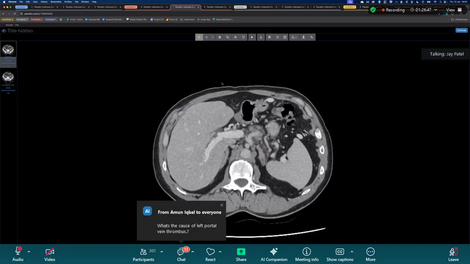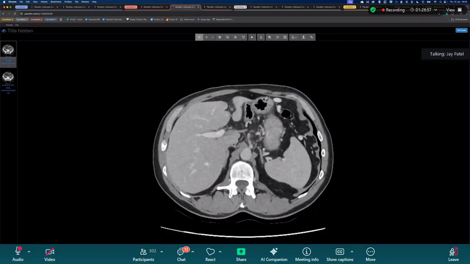Last case for you. Sir, I just wanted to ask, in this, the GB was normal, the gallbladder? The gallbladder.